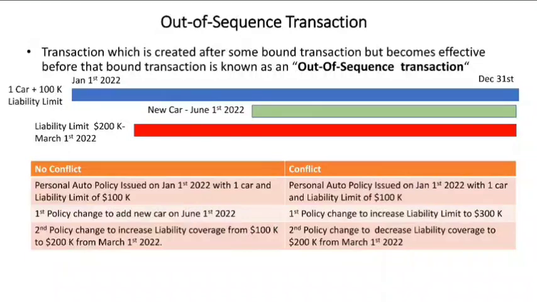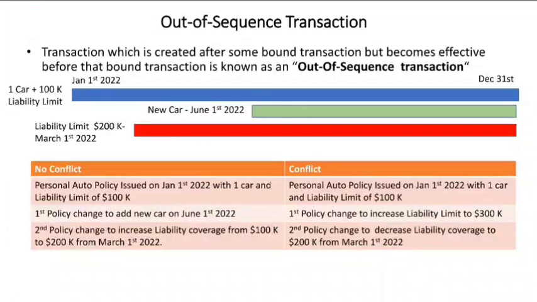Say you issue a personal auto policy which is effective from January 1st, 2022 and it expires on December 31st, 2022, and it had one car plus 100k of liability limit. Now you are doing a policy change on June 1st, 2022 to add a new car to the existing policy, and later you are doing a second policy change where the policy change effective date of the second policy change is March 1st, 2022. This is what we call out of sequence.